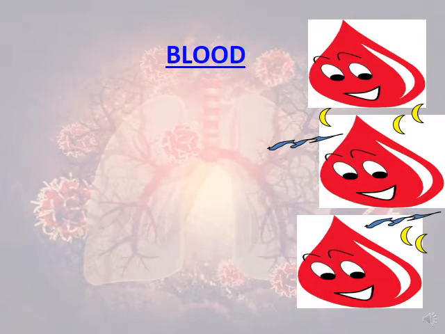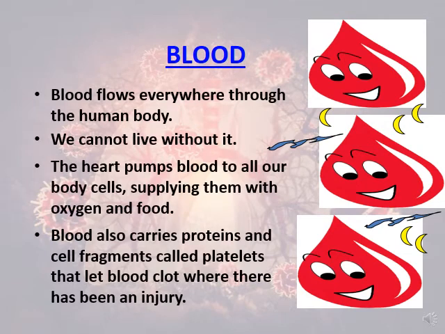Let's start first with some information about the blood. Blood flows everywhere through the human body. Sure, we cannot live without blood. The heart pumps blood to all our body cells, supplying them with oxygen and food. Blood also carries proteins and cell fragments that are called the platelets that are important for clotting of the blood wherever we have an injury.